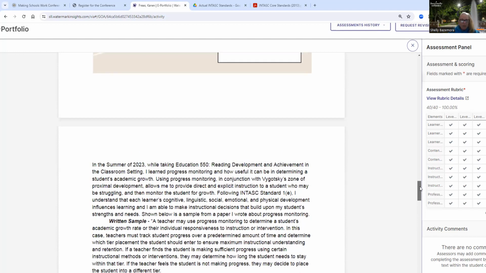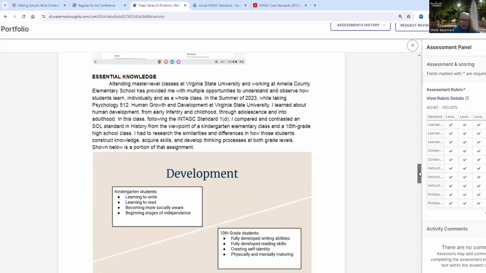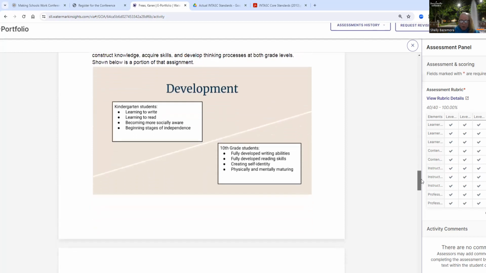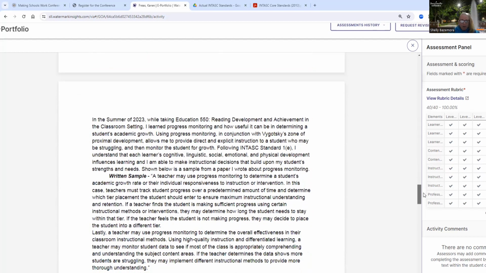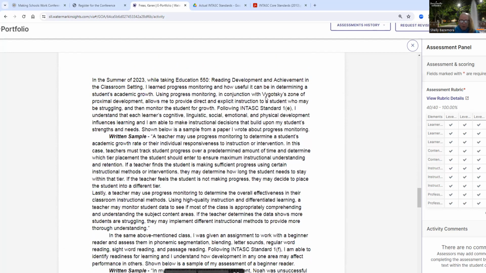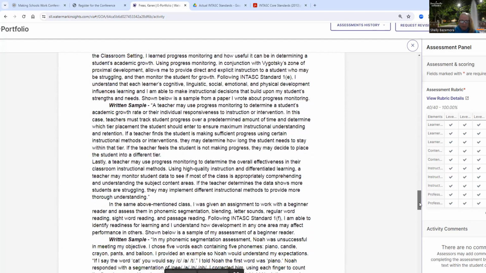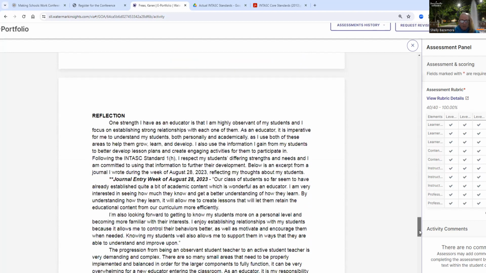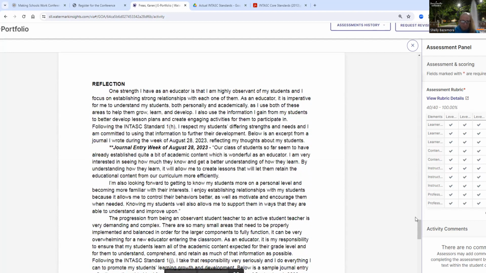So let's go back. She had the master's level project that she did in human growth and development. And then she had 2 writing samples that she did that went along with the reading development and achievement in the classroom setting. So those are her 3 artifacts. Then she goes to reflections.